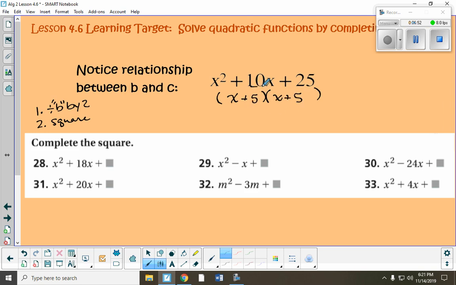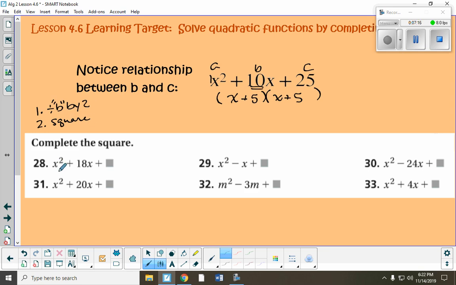So notice this middle term. If you take half of that, you'd get 5. And to get this term, you would square 5. So that's the strategy we're going to use to form perfect square trinomials. We're going to take your b term, which is this. Remember, you have an a, a b, and a c. We're going to take b and divide it by 2 and square it.